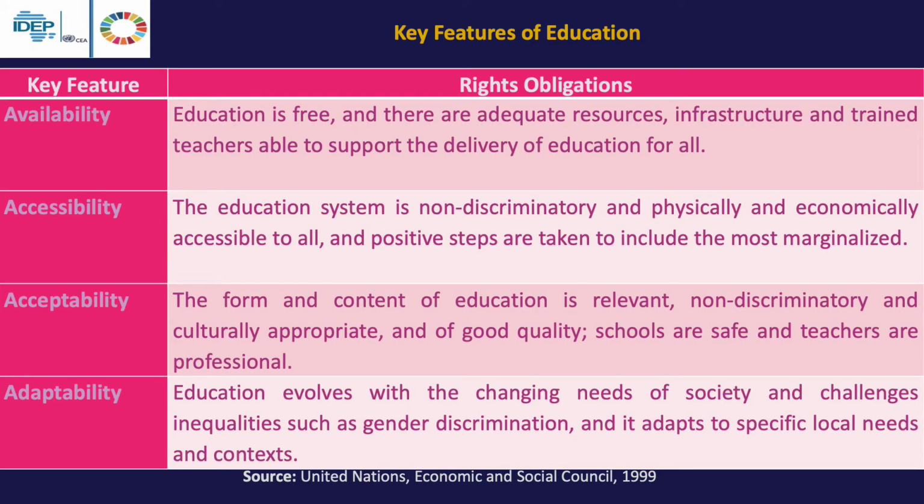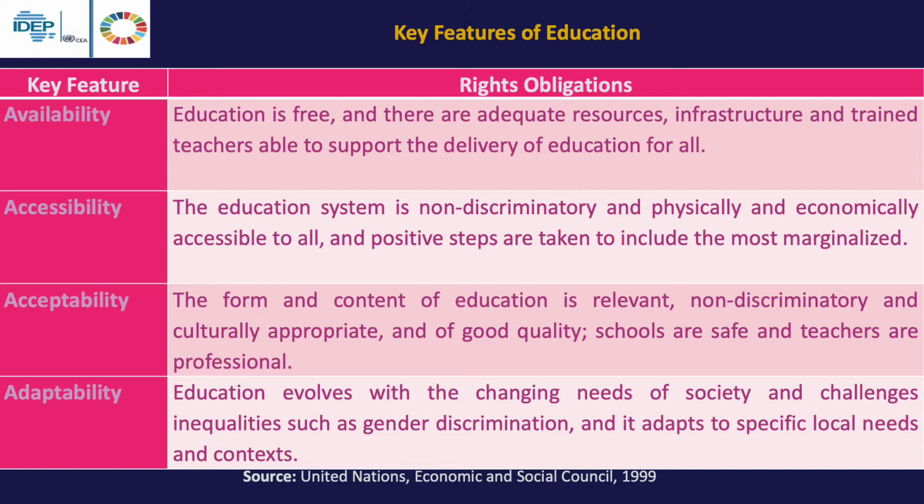Let's look at the key features of education as highlighted by the United Nations Economic and Social Council in 1999. There are four key features: availability. Here you look at the rights and obligations, and it stipulates that education is free and there are adequate resources, infrastructure, and trained teachers able to support the delivery of education for all.